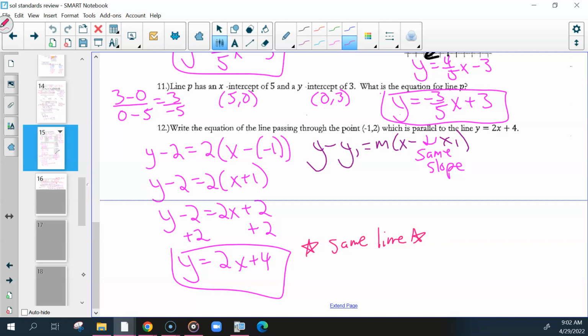Or you could do this on Desmos. You would have to graph this line, know that parallel means same slope, plot this point, and then count using that slope from this point to find your new y-intercept. Can you show us that? Yeah.